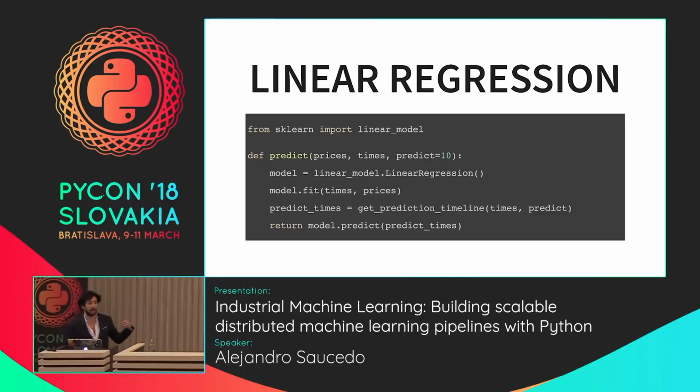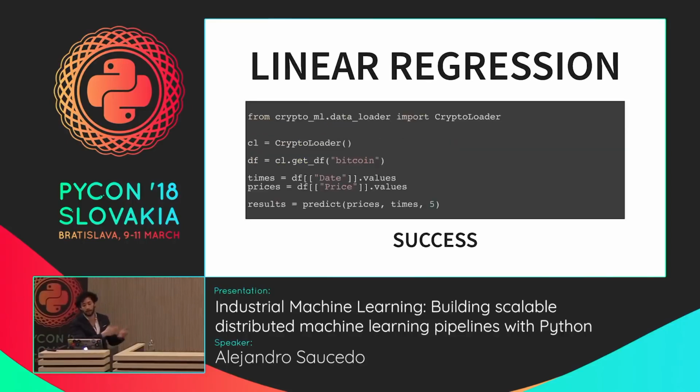You import a specific linear model from scikit-learn. You take the prices, the times, you try to fit the model, find the linear function, and then you get a set of predicted times for a window of say 10. And that works, right? So we're able to take the Bitcoin prices and run a prediction. But ultimately, this is very, very silly extrapolation, right?